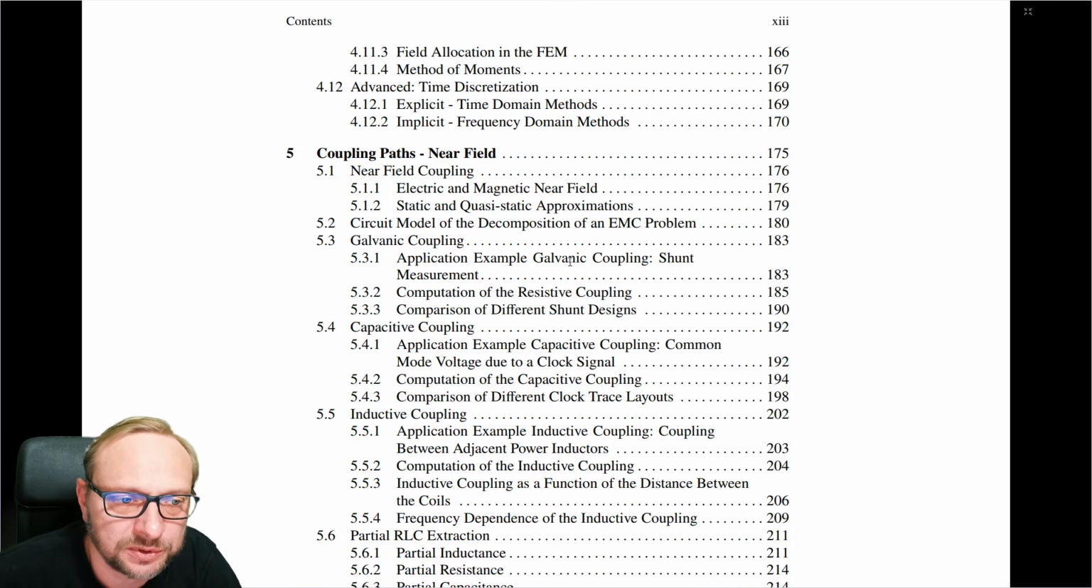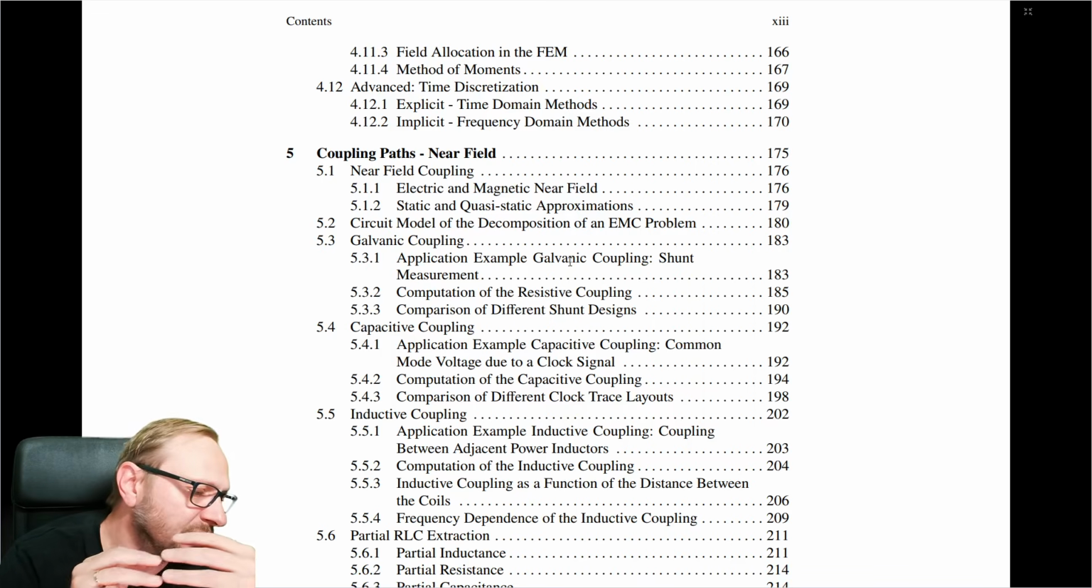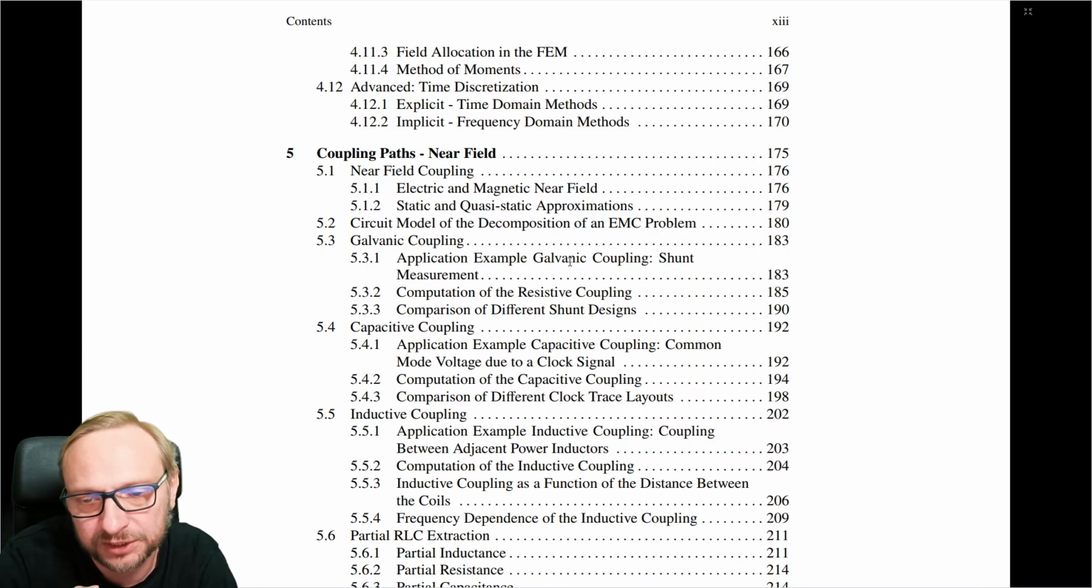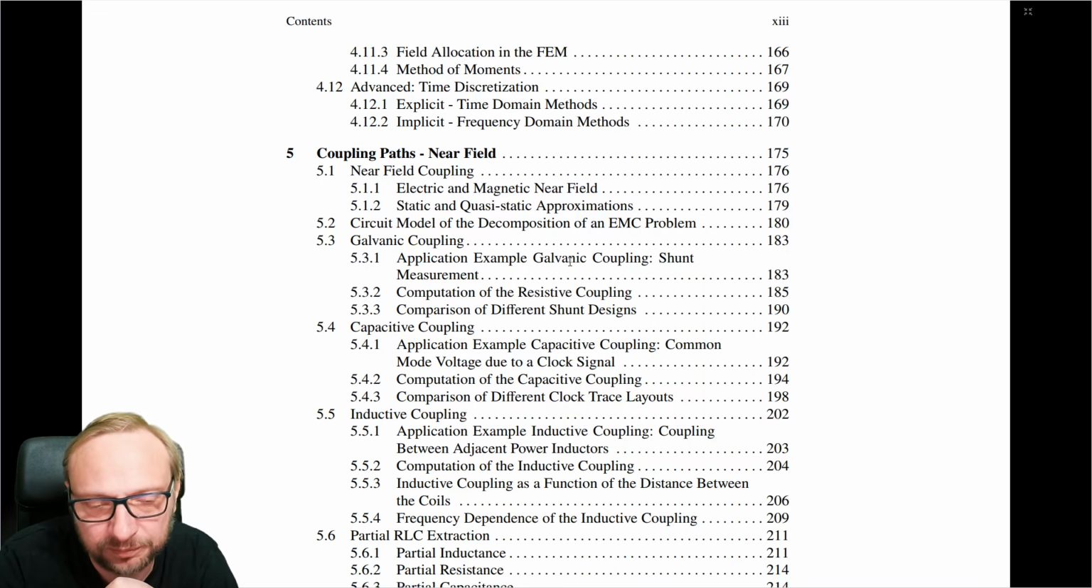In the next chapter, we built this book a little bit like an EMC book would be defined, right? In an EMC book, you always have the near field coupling, then you have the far field coupling, and that's exactly the idea here. So the 5th chapter is now talking about near field coupling.